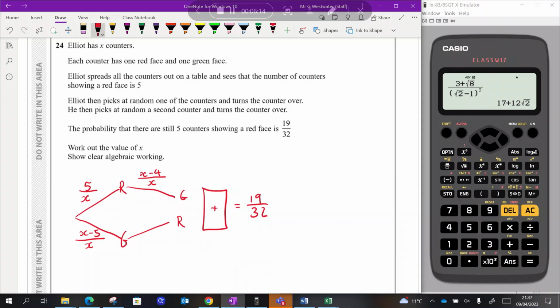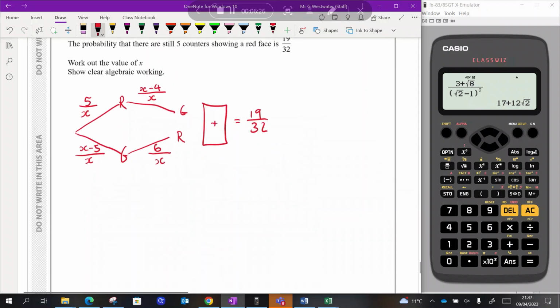Similarly, if I flipped over a green one, I've gained a red one, so the probability of picking up a red one following that is going to be 1 more than the 5 I started off with. It's going to be 6 out of x. And all of this means that this 19 over 32 is going to be the result of this combination add this combination. So 5 over x times x minus 4 over x add x minus 5 over x times 6 over x will equal 19 over 32.